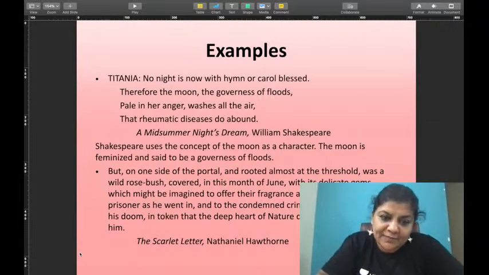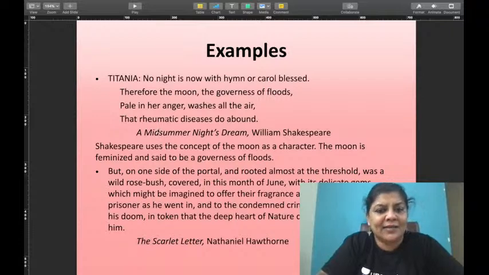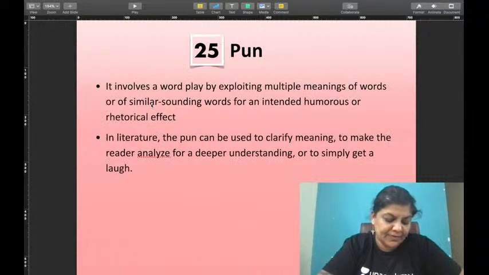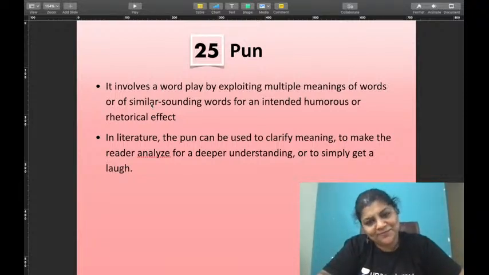Titania is speaking. No night is now with him or Carol blessed. Therefore the moon, the governess of floods, pale in her anger. Moon is personified as angry. Did you understand? My alarm yells at me every morning. Yes, your alarm is personified.